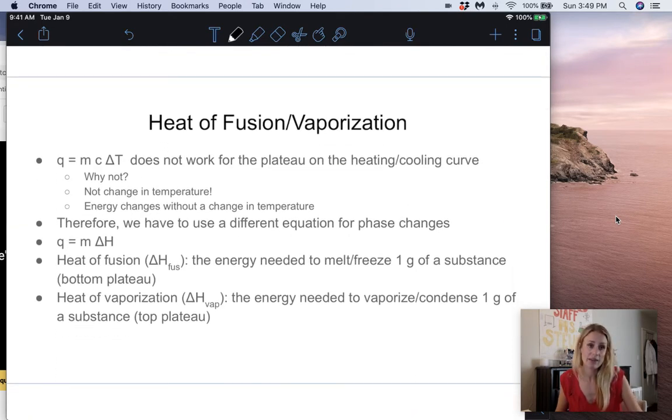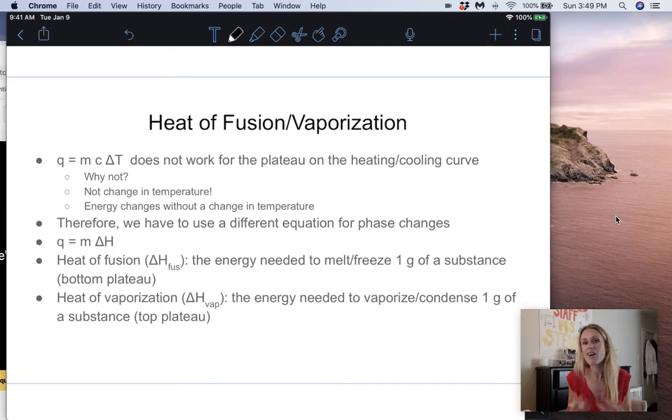So heat of fusion and vaporization. Now, we've been talking about this equation Q equals mc delta T, but it doesn't work for the plateau of a heating or a cooling curve. Now, why not? Well, there's no change in temperature. Remember, our change of state or change of phase, so solid to liquid, liquid to gas, or vice versa, doesn't have a change in temperature when that material actually is changing phase. So because of that, mc delta T would just be zero. And therefore the heat added or the heat taken away would just be zero.